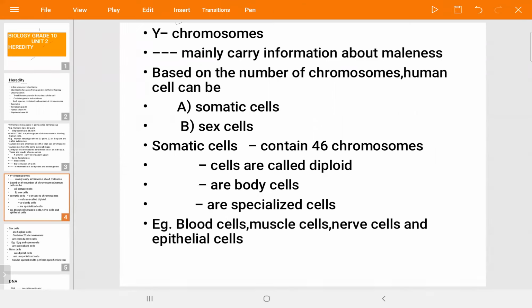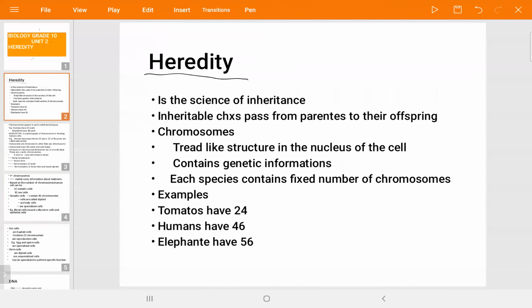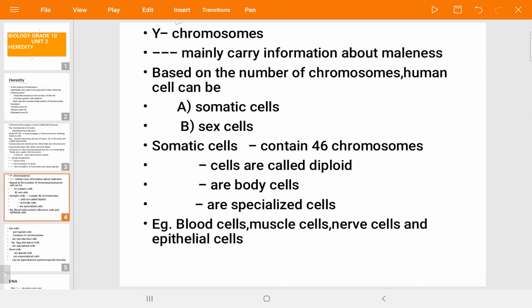28. What about tomato? 12. Karyotype of tomato shows what? 24? No, 12 pairs. 12 pairs. Okay.